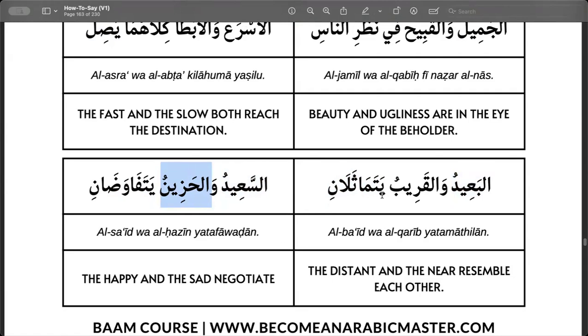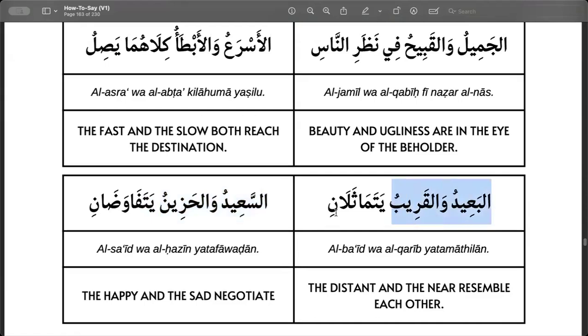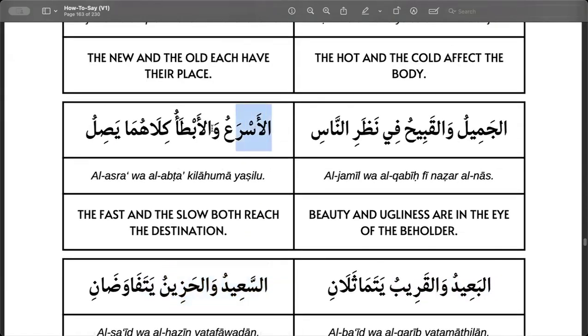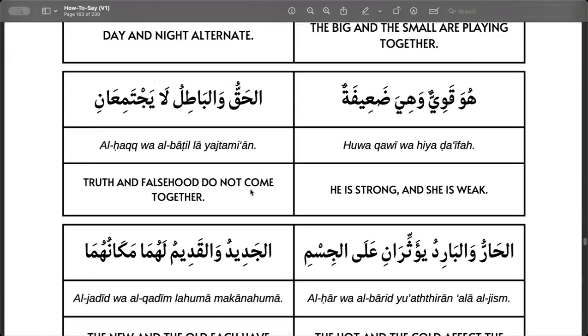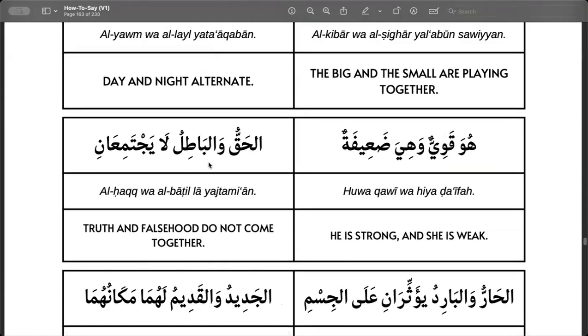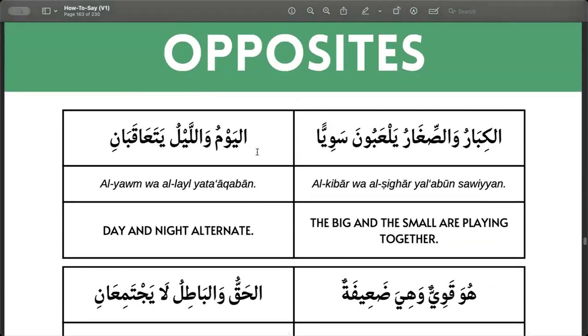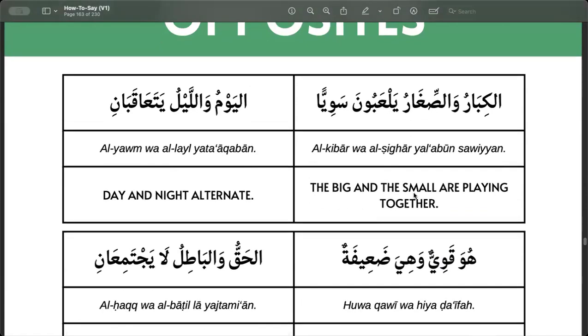So these are a couple of phrases that you should take note of. You might not be able to derive this on your own, but at this stage, I'm sure you can say the two opposites in the phrase. بعيد والقريب. سعيد والحزين. أسرع والأبطأ. جميل قبيح. حار بارد. جديد قديم. قوي ضعيف. حق باطل. اليوم والليل. صغير كبير, or كبار والصغار. I'm sure you can derive these opposites. And just try to make your own sentences, try to cover these sentences and derive the meaning of it just by looking at the English language.